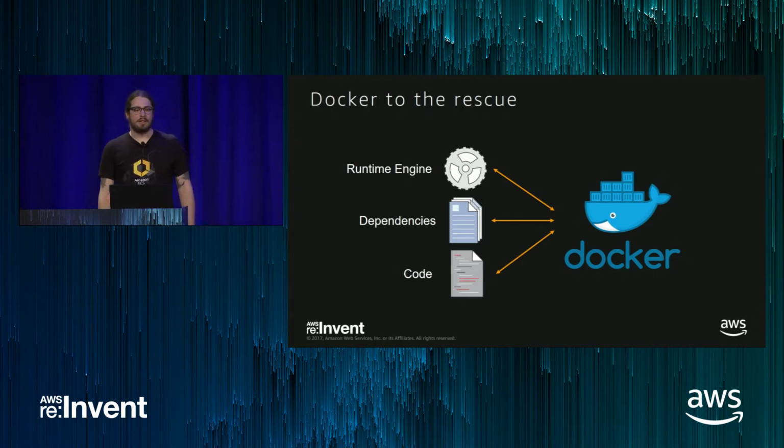So the purpose of Docker is to allow you to take your runtime engine, take your dependencies, and take your code, and package them up into a consistent unit of deployment. And this artifact that you create as part of your build process is something you can deliver to any machine. It's something you can run locally, and you'll be confident that it's going to run correctly because it's going to bring along with it the proper runtime engine, the proper dependencies, and the proper code.